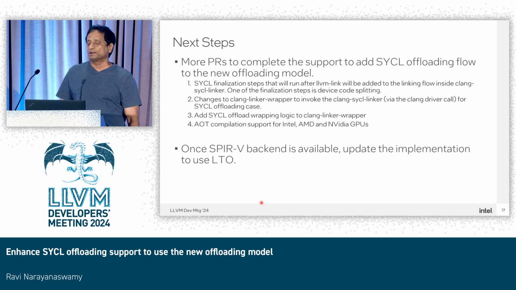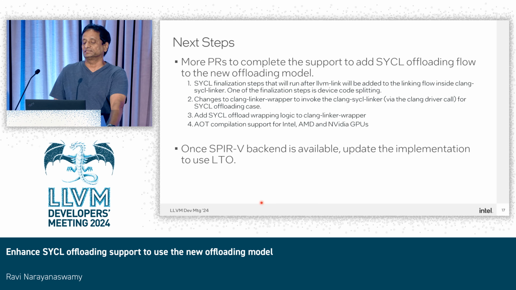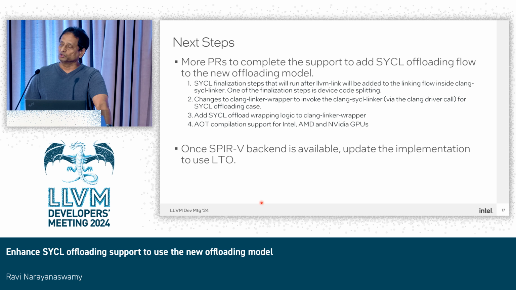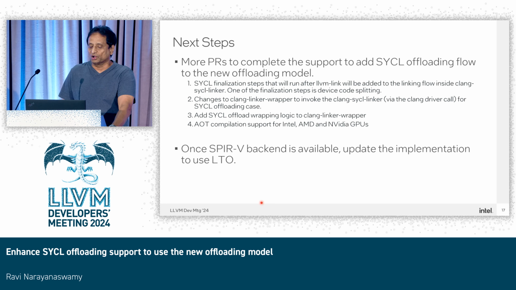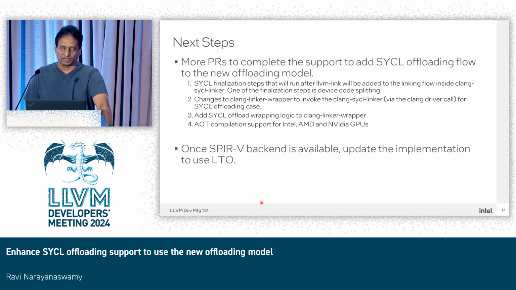And the next step is we are going to add more PRs to do the SYCL offloading to the new model. One of them is to run the SYCL finalization step after LLVM will be added inside the sycl wrapper. Then we want to change the clang-linker-wrapper to invoke the clang SYCL linker by invoking clang and then passing the option that SYCL link to invoke the SYCL linker. And then we want to add the SYCL offloading logic to the clang-linker-wrapper.